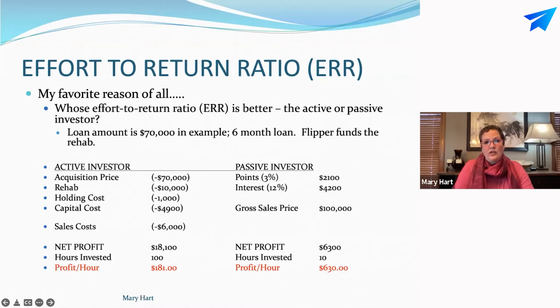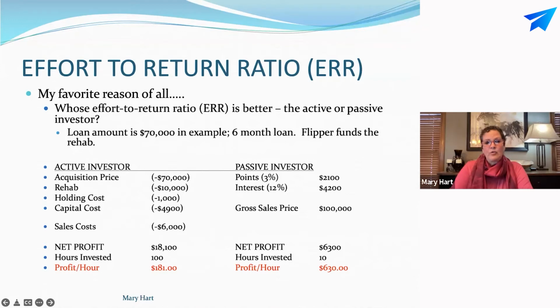Let's assume this is all the lender's money. So just take that whole capital cost out of the equation. If I've got this passive investor, AKA lender, they loan the $80,000, the purchase price and the rehab, and they get 3 points on that deal. That's a check for, they're loaning the $70,000, the flipper funds the $10,000. So the lender loans $70,000, they get 3 points up front, that's $2,100.